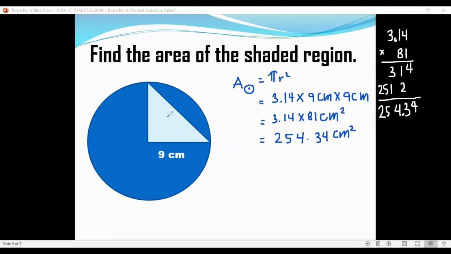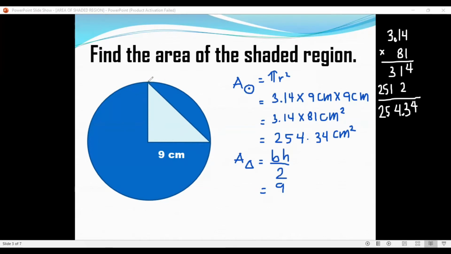Okay, the next thing that we have to do now is to find the area of this triangle, because it's the one which is not included. So for this, we are going to find the area of our triangle. And again, we have to remember our formula, which is base times the height all over 2. So there is a need for us to memorize the different formulas so that when we see the figure, you know what to use.